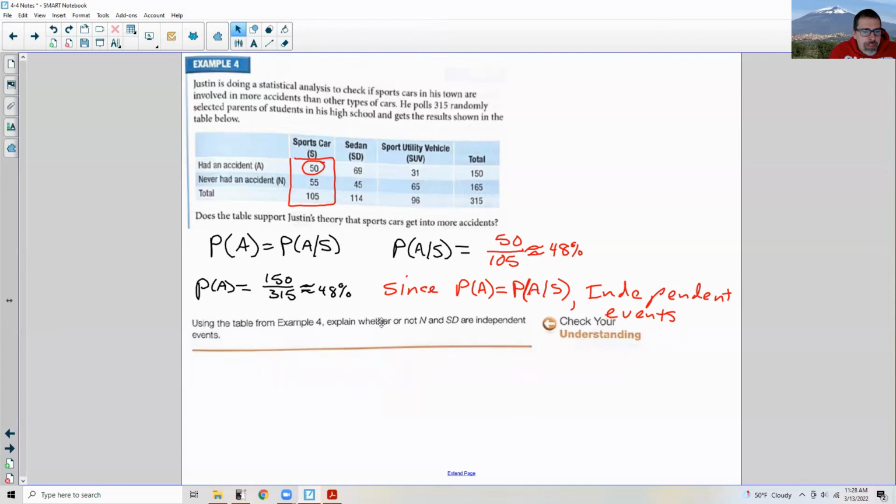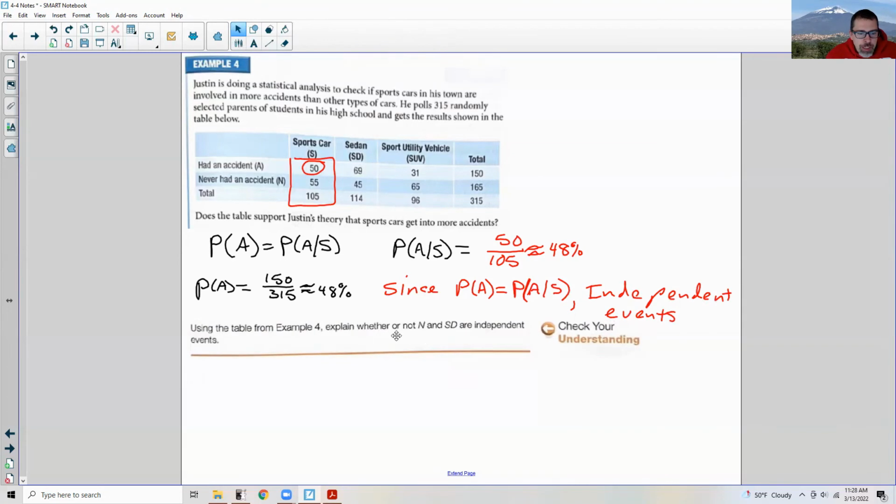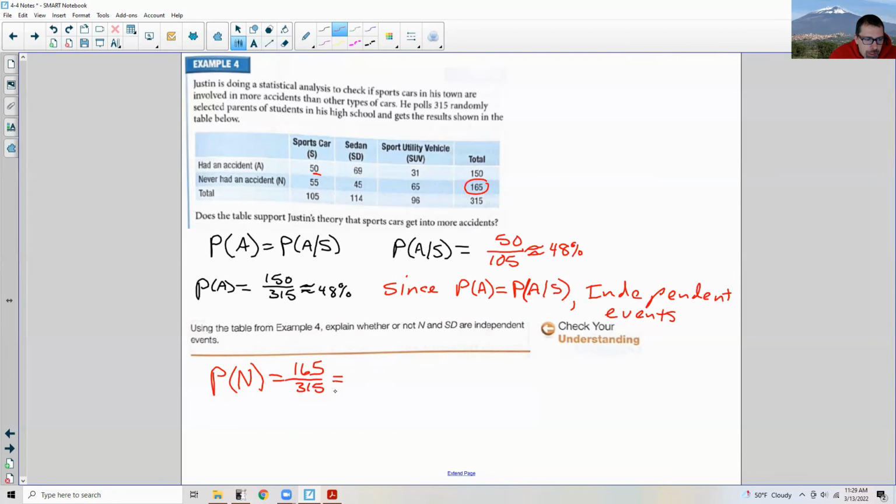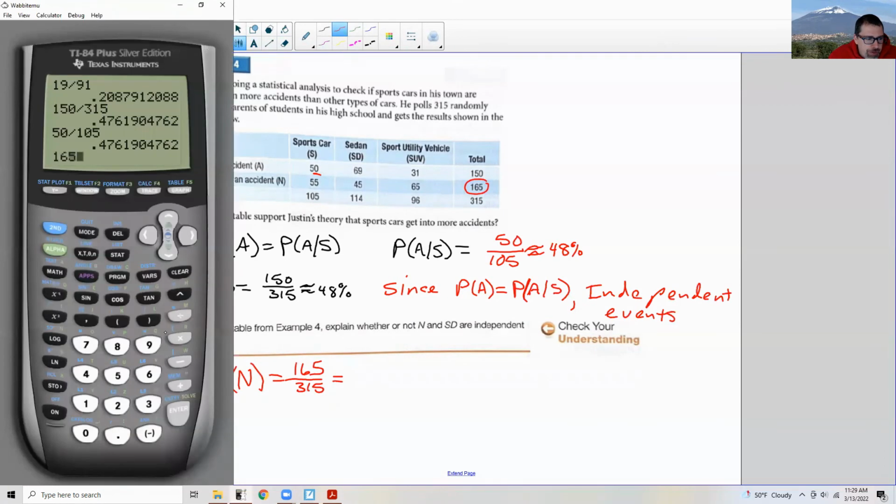Now it says using the table from example 4, explain whether or not N and SD are independent events. Okay, so we want to take the probability of N. So the probability of N is never had an accident. And that totals 165. So we're going to take that 165 out of the total 315. And when I put that into a percentage, 165 divided by 315 is approximately 52%.